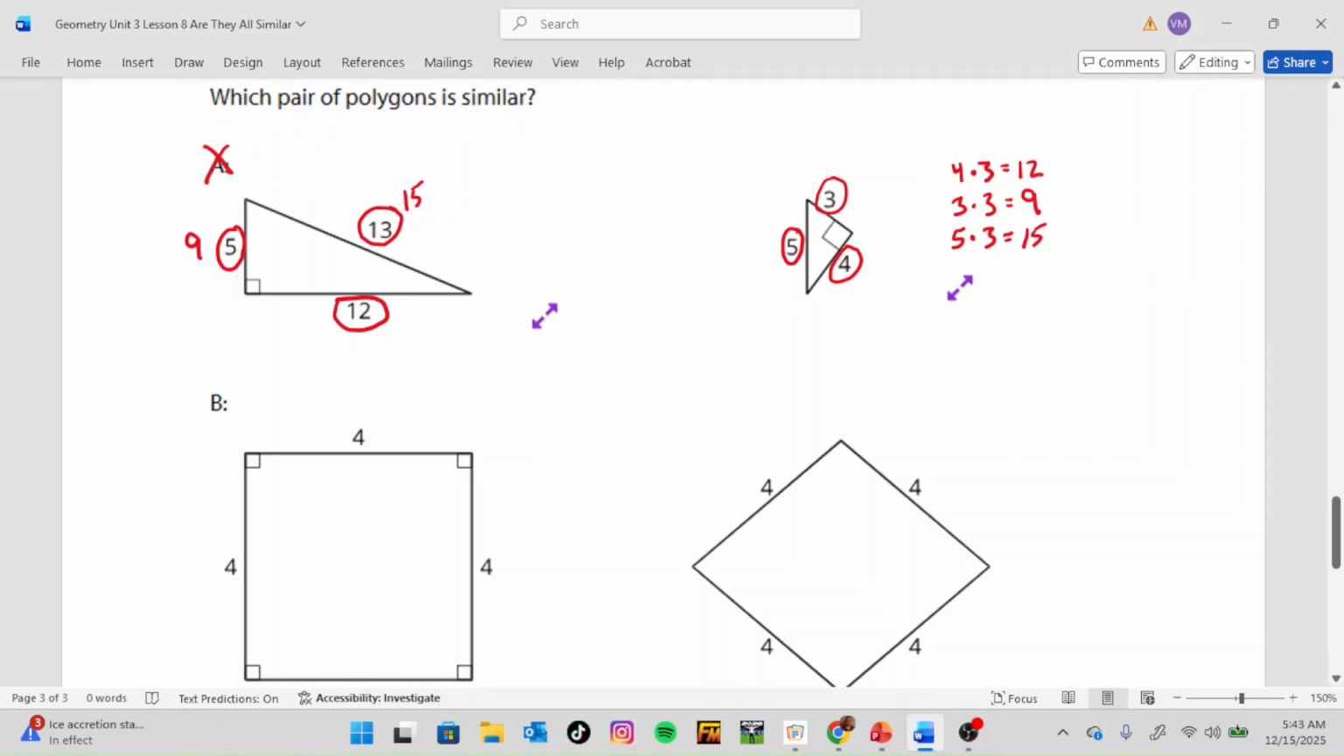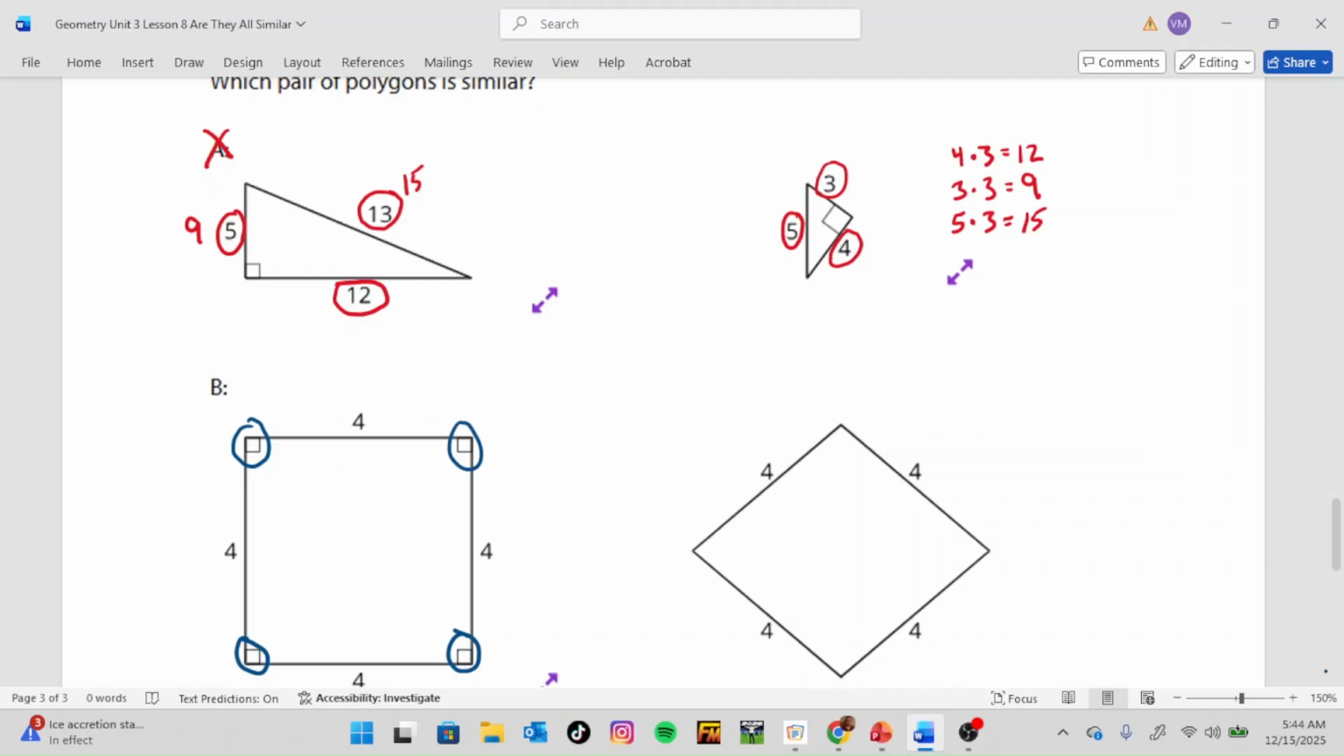Now let's look at B. On B, we can see that we have 4 90-degree angles. But when we look at its partner shape, we do not see these marked as 90 degrees. Because the angles are not similar, then the figures or shapes themselves are not similar either. So B is not going to be a correct answer.